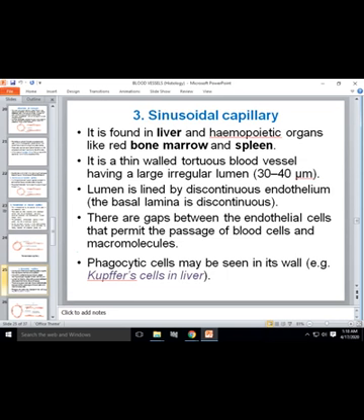And this lumen is lined by discontinuous endothelium. Basal lamina is also discontinuous. There are gaps between endothelial cells that permit passage of blood cells and macromolecules. Here phagocytic cells may be seen in its wall, for example Kupffer cells in the liver.